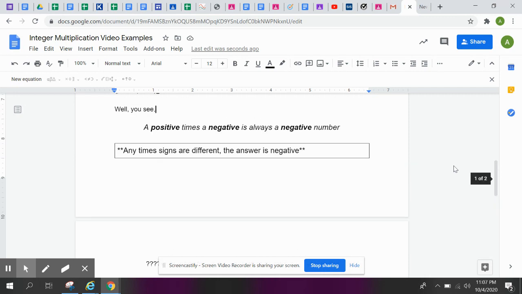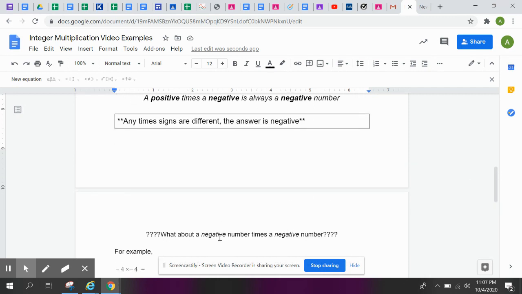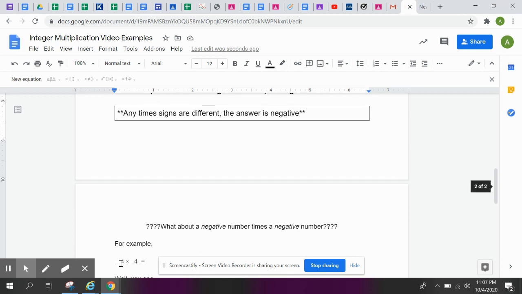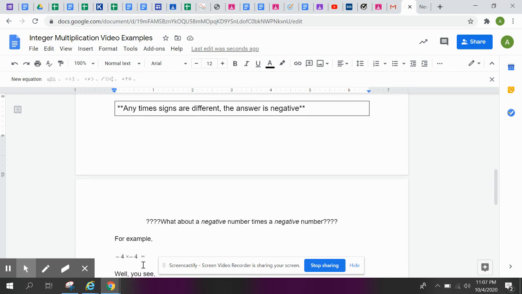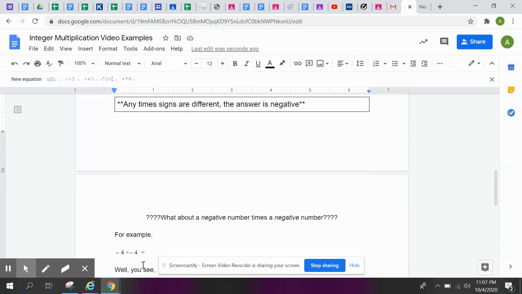So another question that comes up is, what about a negative number times a negative number? For example, we might have negative 4 times negative 4. An important rule to remember is that if we have a negative number along with a negative number, the two negatives negate each other or turn the final answer into a positive. So if I have a negative number times a negative number, my final answer will be positive.